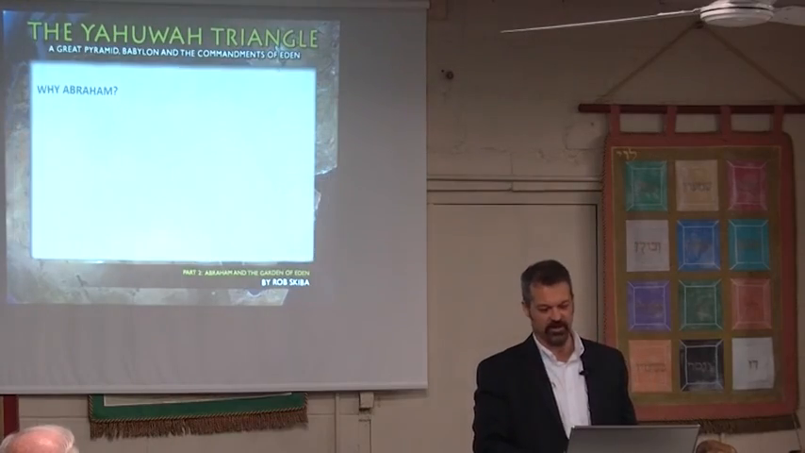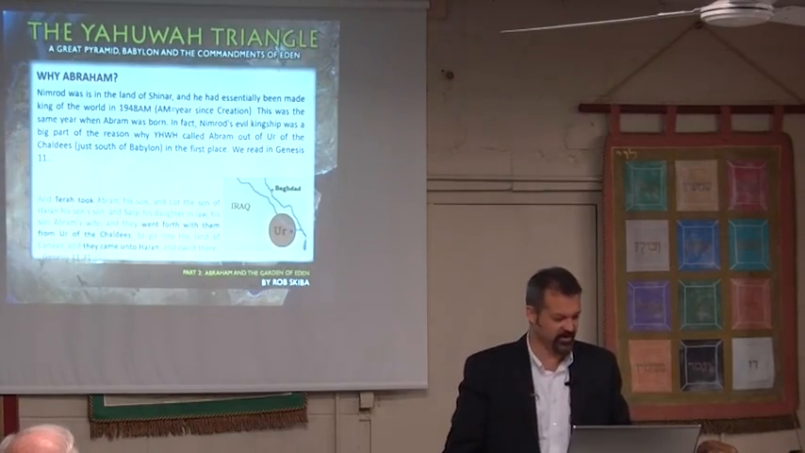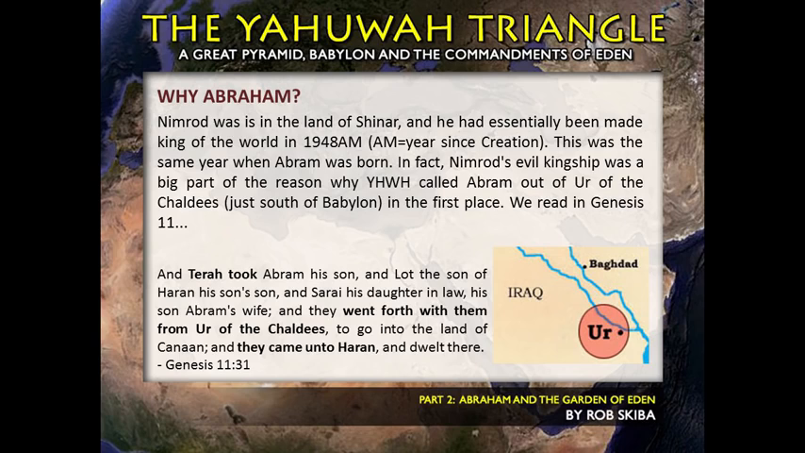When we look in Scripture, we see that Nimrod was in the land of Shinar, and he had essentially been made king of the world in 1948 AM, a year since creation. This was the same year Abram was born. In fact, Nimrod's evil kingship was a big part of the reason why Yahuwah called Abram out of Ur of the Chaldees, just south of Babylon, in the first place.